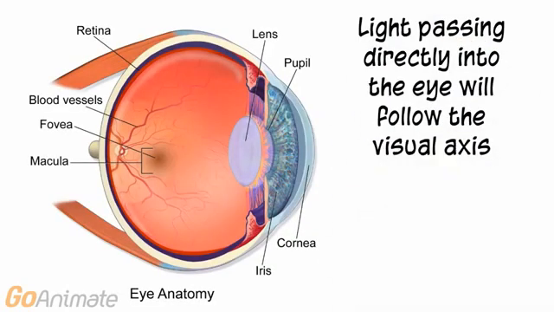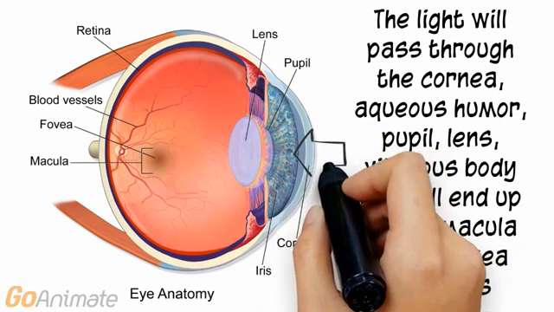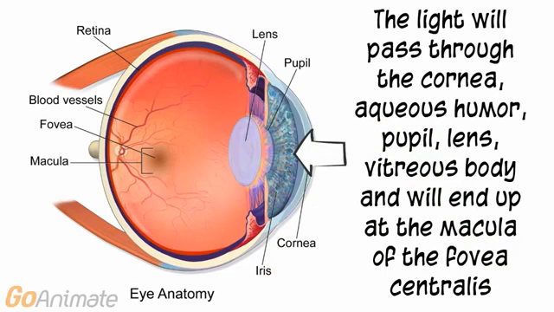Light passing directly into the eye will follow the visual axis. Light will pass through the cornea, aqueous humor, pupil, lens, vitreous body, and end up on the retina at an area known as the fovea centralis.